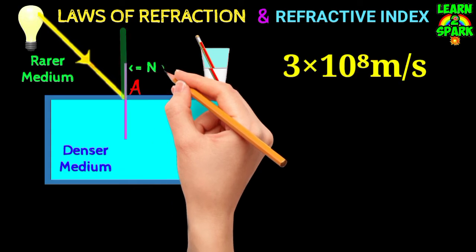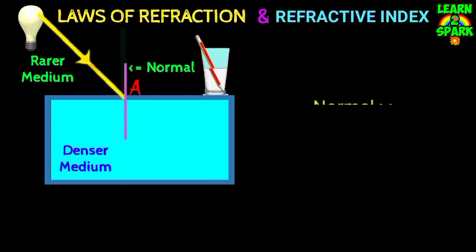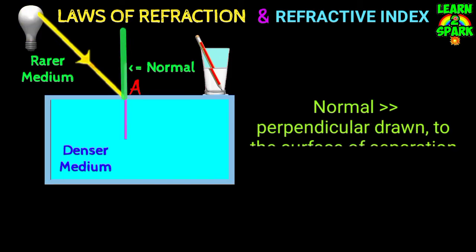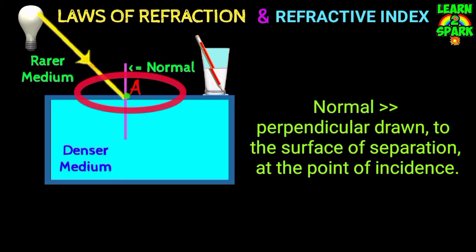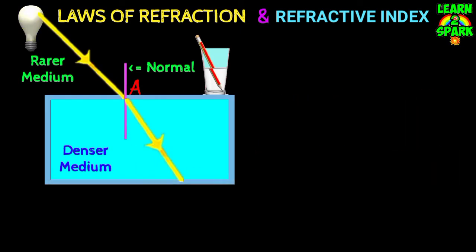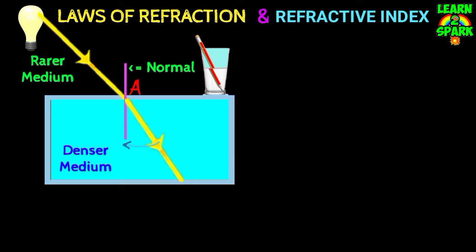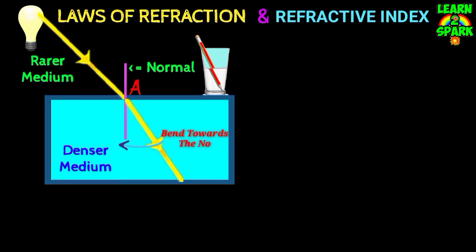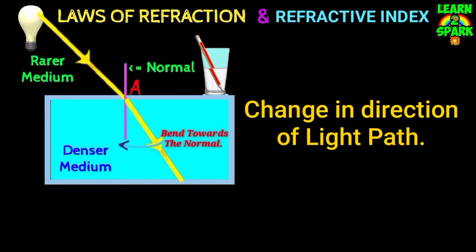Now, if we draw a perpendicular to it, it will be called the normal. By definition, it is the perpendicular drawn to the surface of separation at the point of incidence, which is the point A here. As the light ray is moving into a denser medium, its speed will be reduced to 2 into 10 to the power 8 meters per second. Due to the obstruction created by the denser medium, it will bend towards the normal. The phenomenon of changing the path of light due to a different medium is known as refraction.